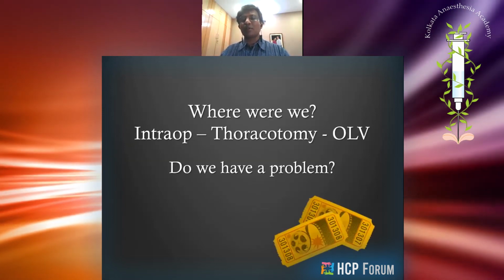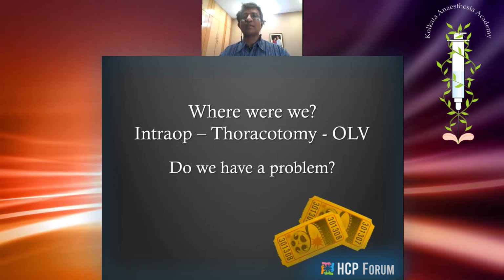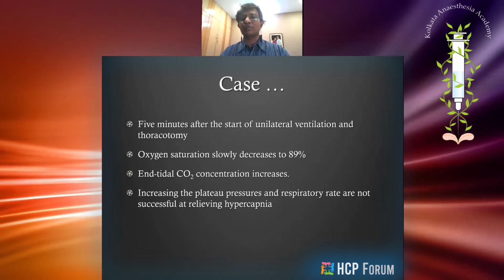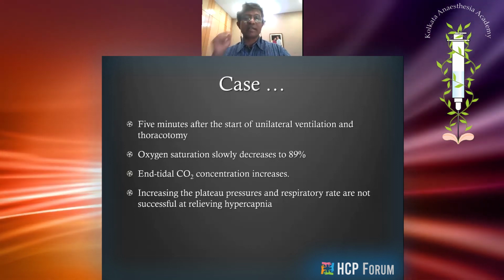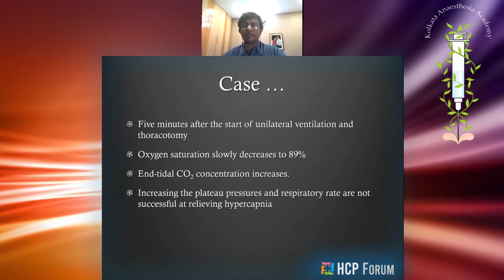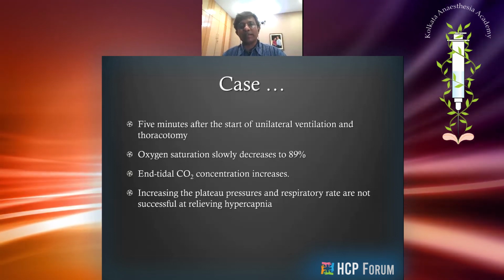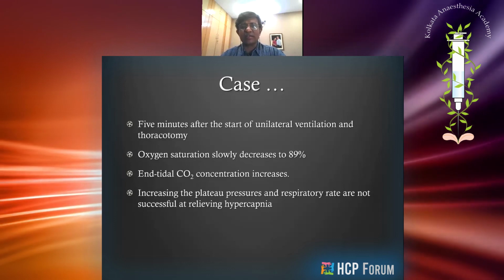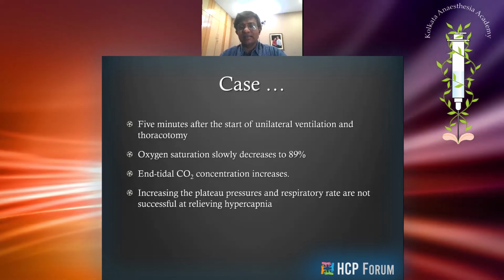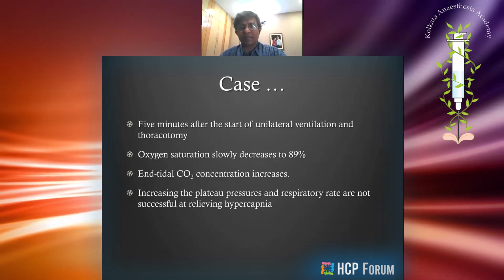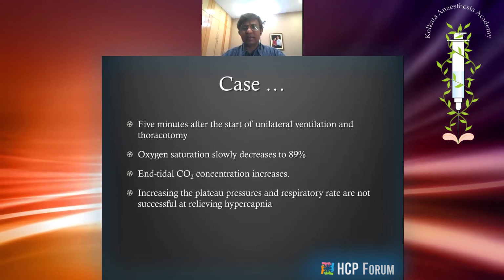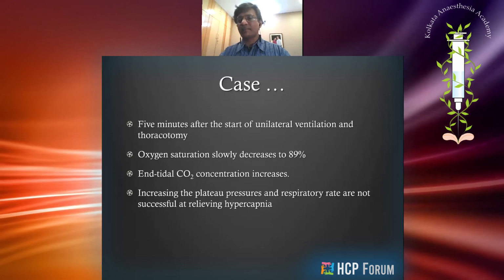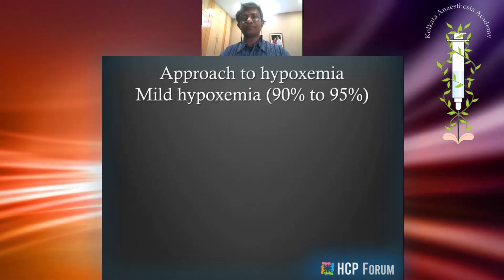So if you have a problem, what do you do with troubleshooting? Say 5 minutes after the start of unilateral or one lung ventilation, you find that the oxygen saturation is slowly decreasing to 89%. The end-tidal carbon dioxide concentration is also increasing, and the plateau pressures are increasing, but changing the respiratory rate is not successful in relieving the hypercapnia. What will you do?